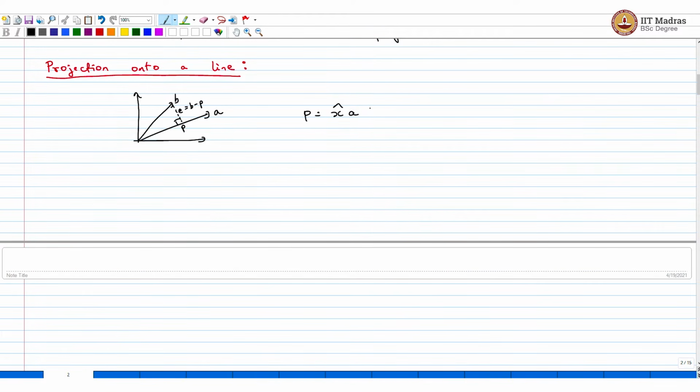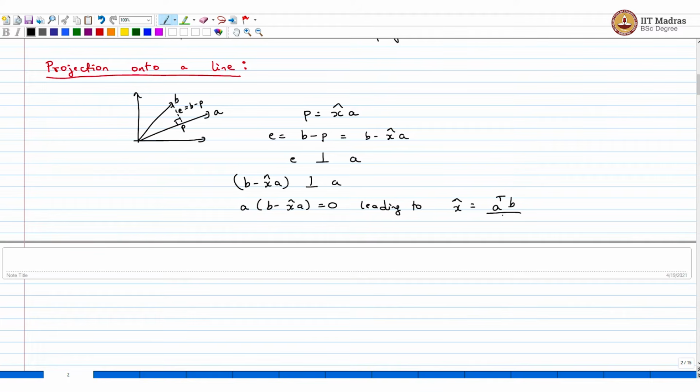P equals some scalar multiple of A. Now the question is, which is the best? We know E equals B minus P equals B minus x hat A, and we know that E is perpendicular to A, which is like saying that B minus x hat A is perpendicular to A, or the dot product, in this case just a straightforward product, is 0, leading to what? What is the solution for x hat? Just do this on your own, pause the video. A transpose B divided by A transpose A.